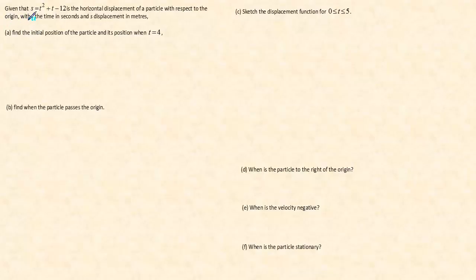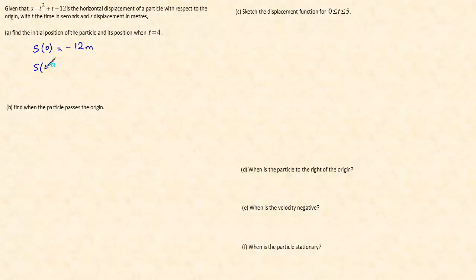Given that s is equal to t squared plus t minus 12 is the horizontal displacement of a particle with respect to the origin, with t the time in seconds and s the displacement in meters, we want to find the initial position of the particle and its position when t is 4. So initial position means t equals 0. Initial means at the start. So we can see that that's at negative 12 meters.